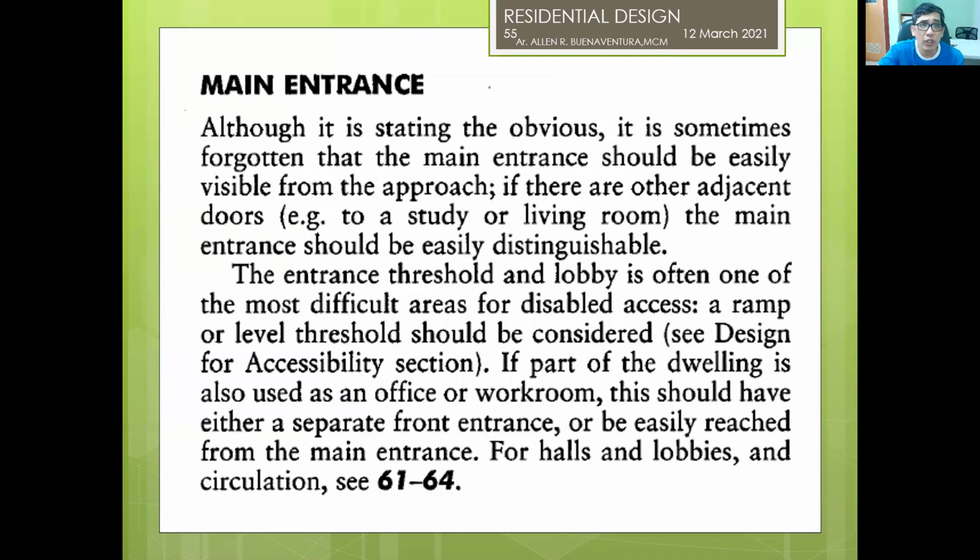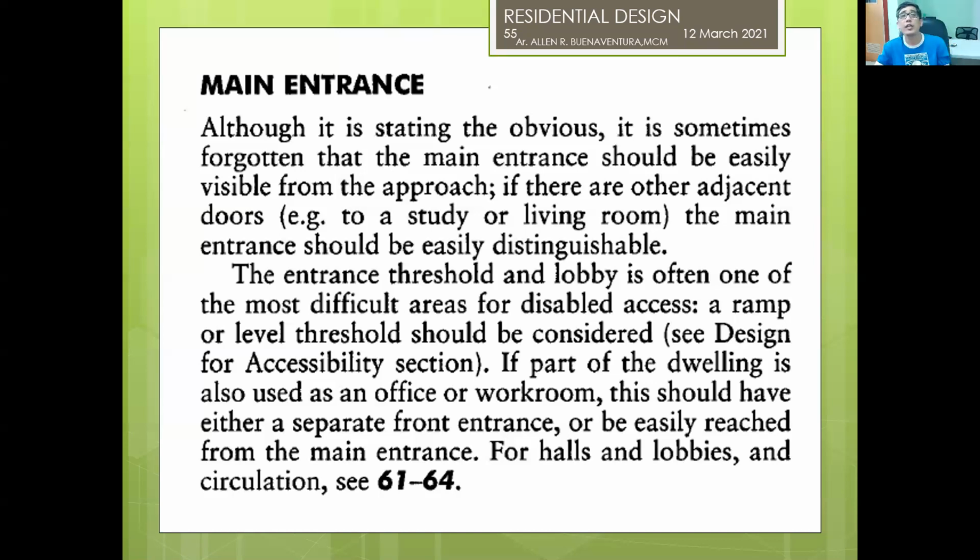Although it is stating the obvious, it is sometimes forgotten that the main entrance should be easily visible from the approach. If there are other adjacent doors, like the study or the living room, the main entrance should be easily distinguishable. The entrance threshold and the lobby is often one of the most difficult areas for disabled access, and a ramp or level threshold should be considered for accessibility. If part of the dwelling is also used as an office or a workroom, there should be either a separate front entrance or one easily reached from the main entrance, for halls and lobbies and circulation.